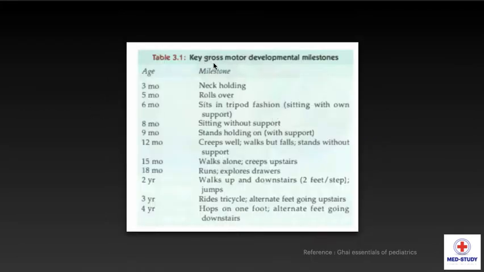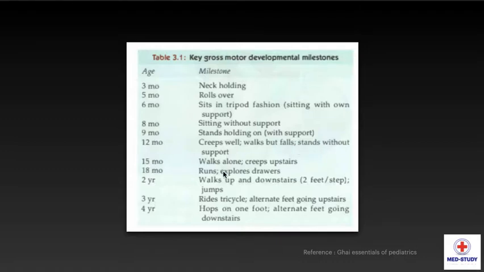Now coming to key gross motor developmental milestones. This includes at 3 months there is neck holding, at 5 months rolls over, at 6 months sits in tripod position, that is sitting with own support, 8 months sitting without support, 9 months stands holding on with support, 12 months creeps well, walks but falls, stands without support.